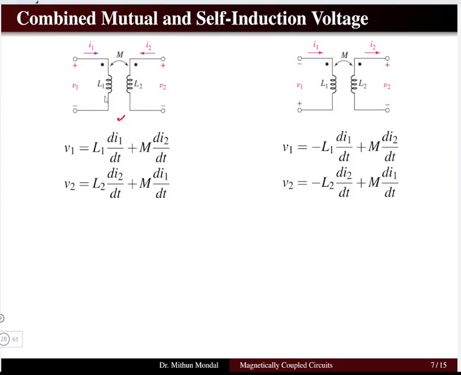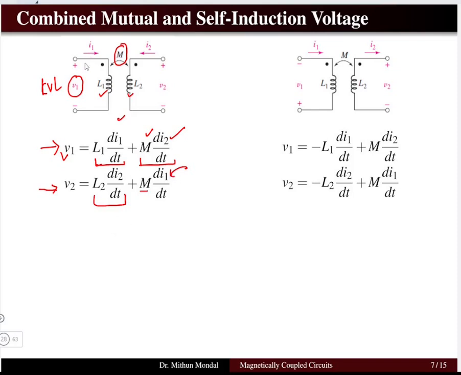Here we have two coils having inductances L1 and L2, the self-inductances, and M is the mutual inductance. So what is the voltage V1? We write the KVL equation in the first loop to determine V1. V1 will be equal to L1 di1 by dt, which is due to the self-inductance, plus M di2 by dt, because in the first coil the mutual inductance is due to the current flowing in the second coil. Whereas if we determine V2, we have the self-inductance of coil 2 and the mutual inductance due to the current flowing in the first coil.